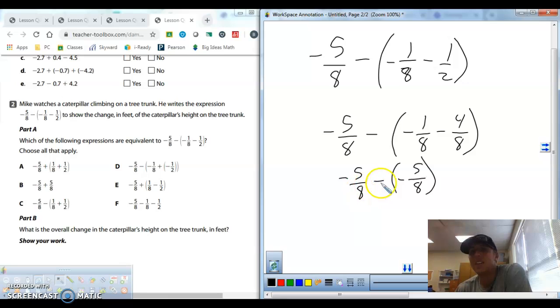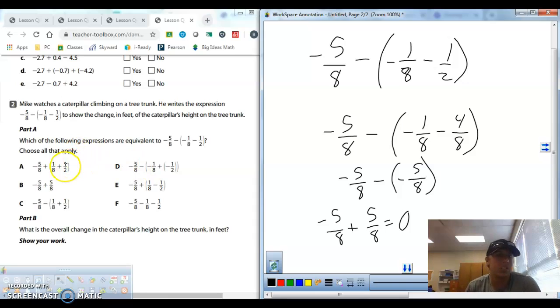Now we got negative 5/8 minus negative 5/8. And subtracting a negative is the same as adding a positive. So we got negative 5/8 plus 5/8. Still get 0, okay? So now we got to look at these options and see which ones get us what we want, okay?